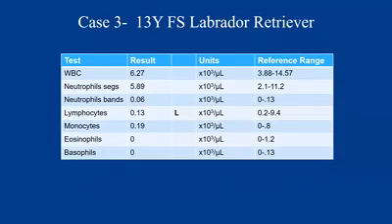This is our differential. All of our leukocytes are within reference interval except for our lymphocyte count, which is a little bit low. This is indicative of a lymphopenia, which is usually associated with a steroid or stress response from being ill, but not super clinically relevant.